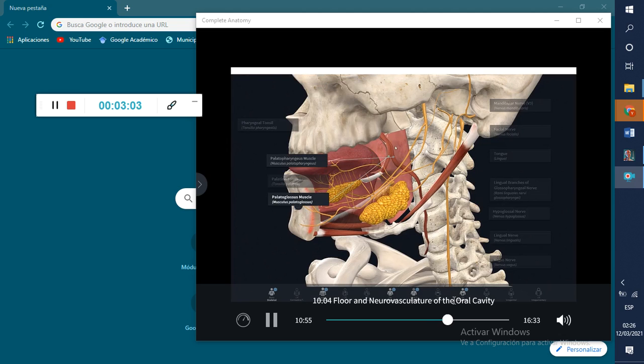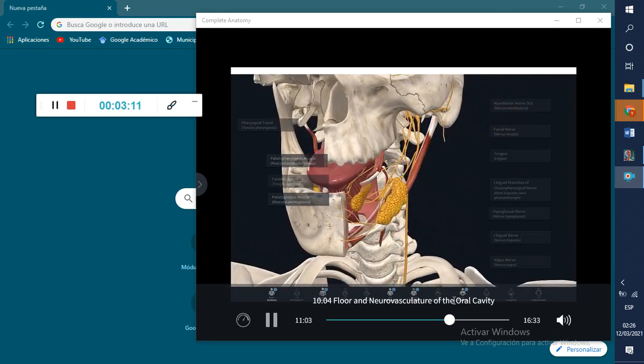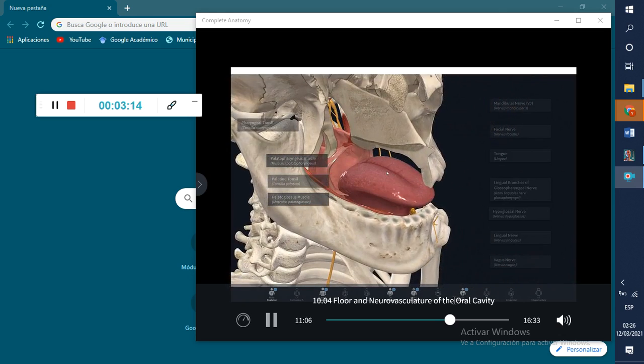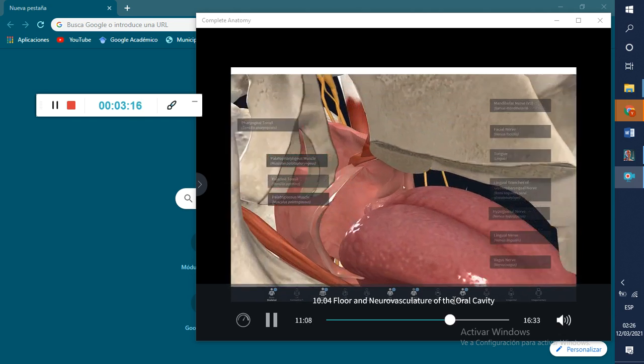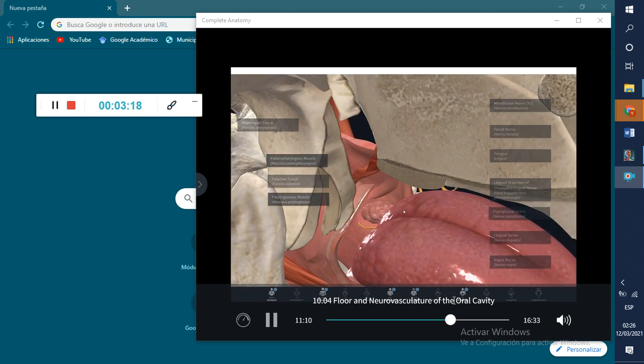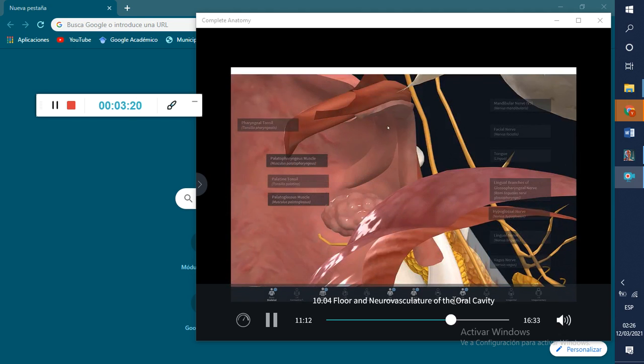Well, the palatopharyngeus goes down from the palate to the pharynx, and the palatoglossus goes from the palate to the tongue. If we turn this over here and look from the inside, we can actually move and zoom in, and we can see that they actually form arches, right? The arch from the palate to the pharynx is called the Palatopharyngeal Arch, and the arch from the palate to the tongue is called the Palatoglossal Arch.